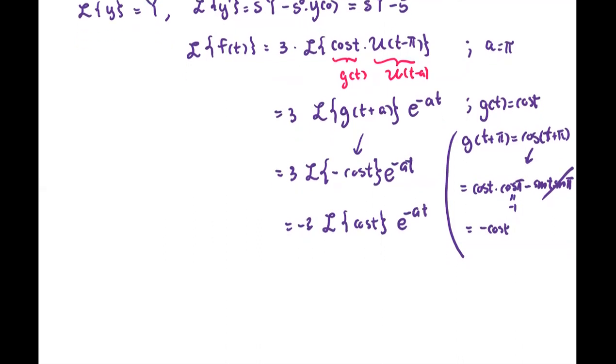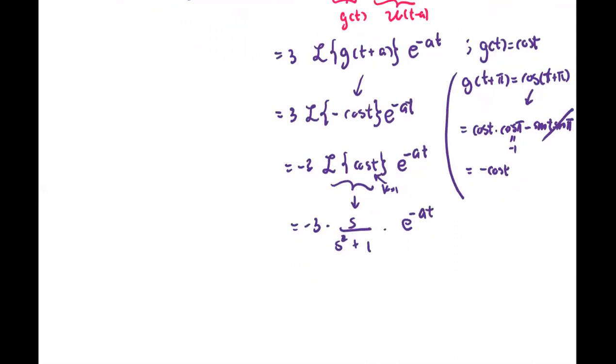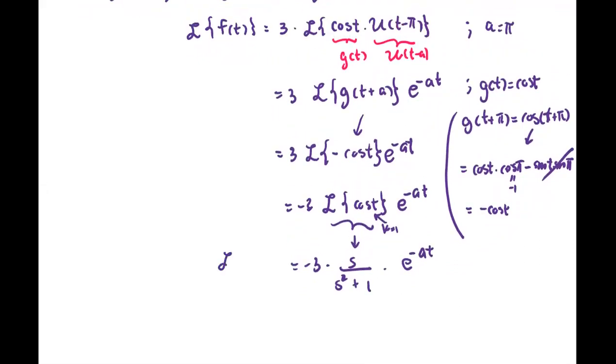From the theorem in 7.1, the Laplace of the cosine t is s divided by s squared plus k squared. In this case, k equals 1. So then it becomes s divided by s squared plus 1, and then multiplied by e to the negative at. And this is the Laplace of the function f of t.